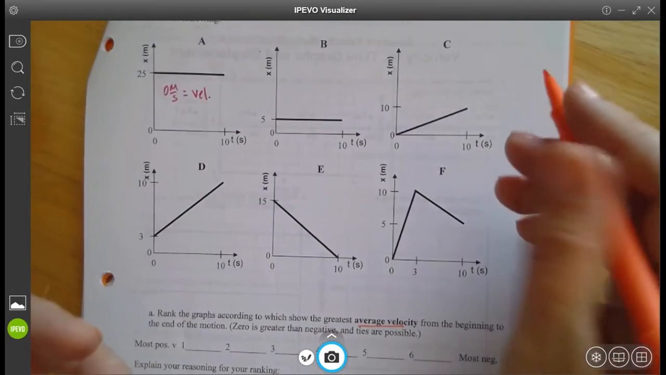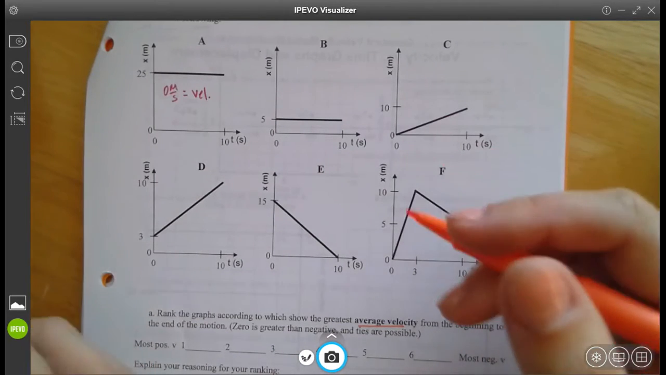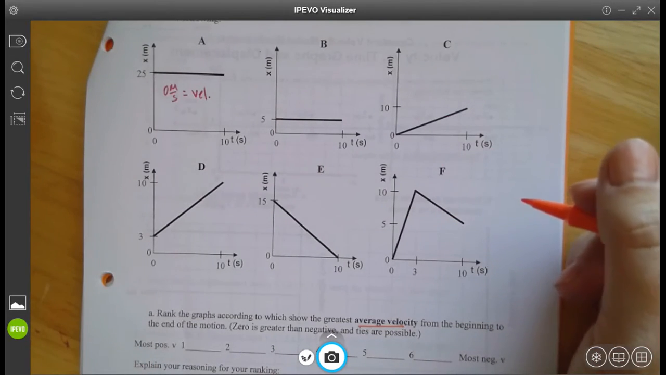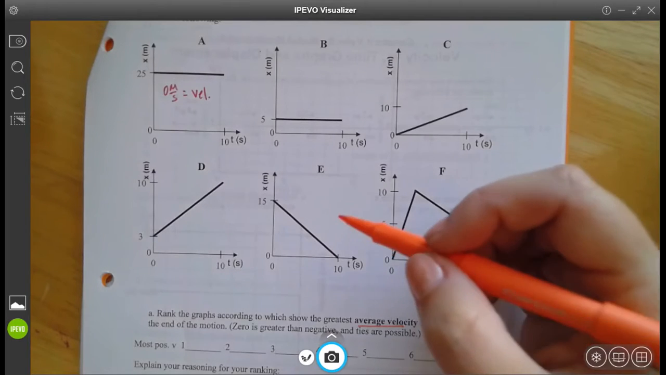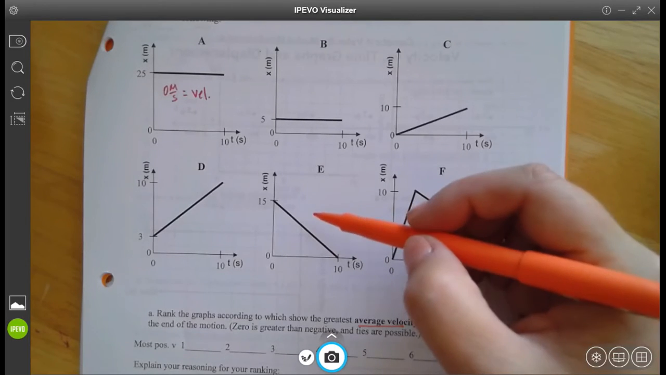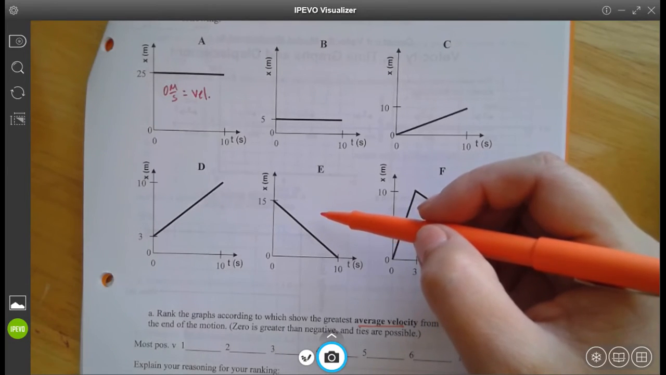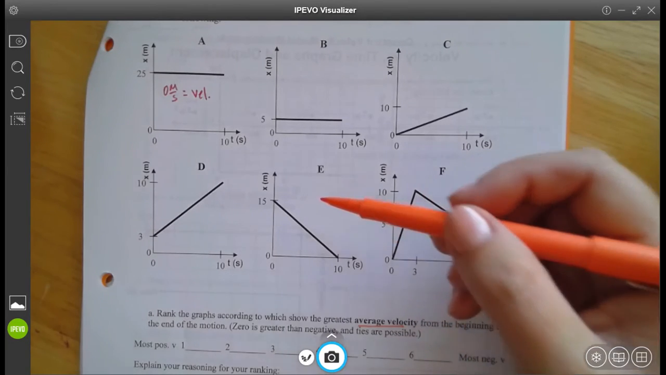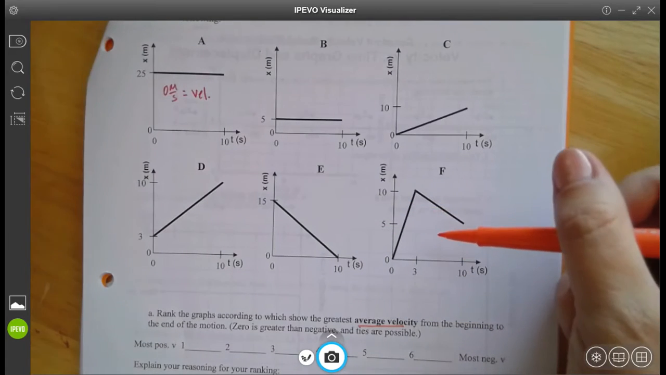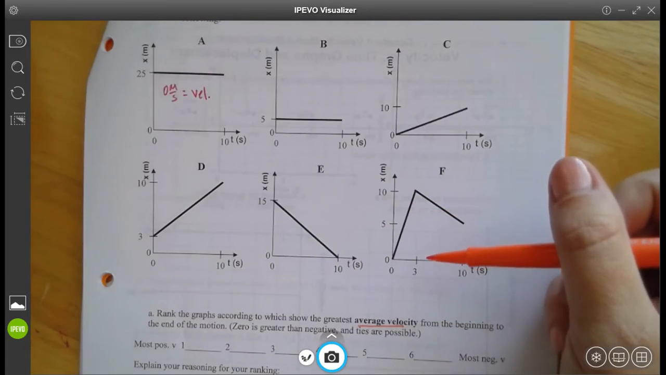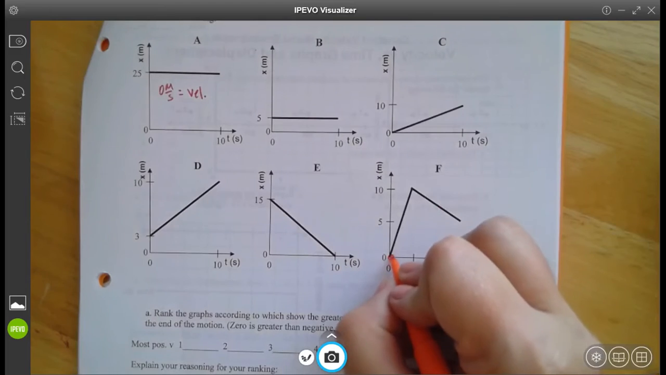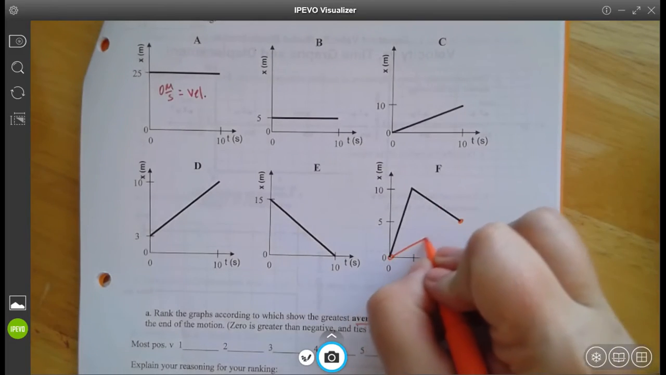And all of those, the magnitude of the velocity is going to be the same as the speed, but the directions are different. And so E has a negative slope, so E is going to have a negative velocity, but still a positive speed because speed's always positive. F is going to be a little bit different because when we're looking at average velocity, we only care about the beginning and the end. So we're only going to care about those.